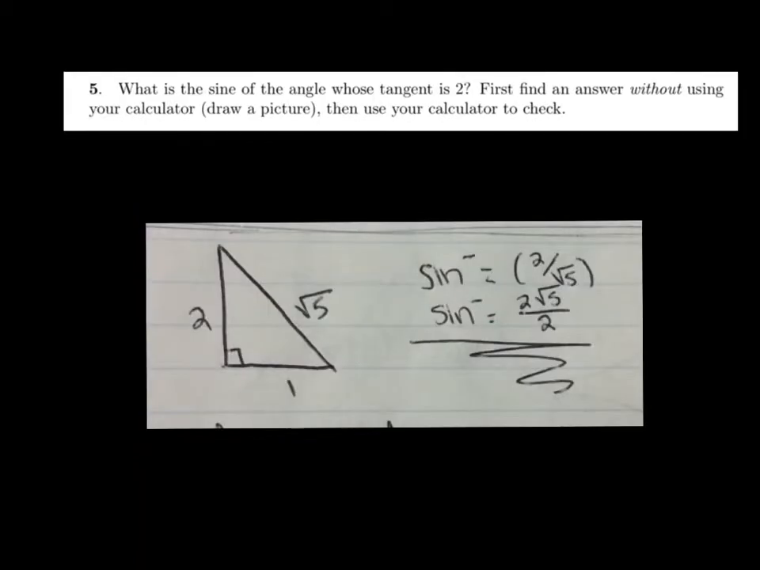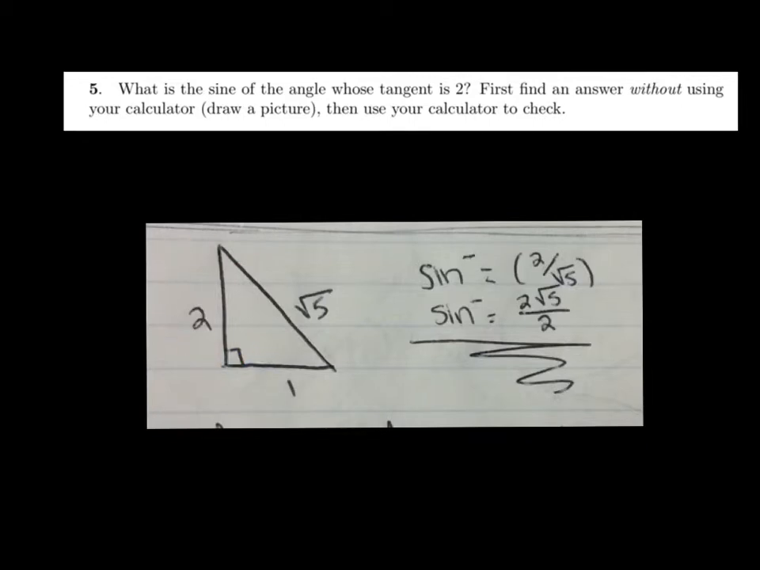Okay, 5. What is the sine of the angle whose tangent is 2? First find an answer without using your calculator. Draw a picture, then use your calculator to check. So we drew the triangle, and then we put the 2. And sine is opposite over hypotenuse.